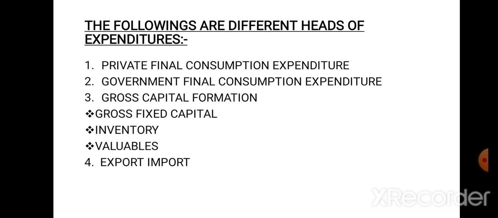Third, gross capital formation. It comprises the following items. First one, gross fixed capital. It refers to the fixed asset like plant, machineries used in production. Second, inventory. These are unsold finished goods which have not been consumed yet, but expenditure on such product has been incurred.